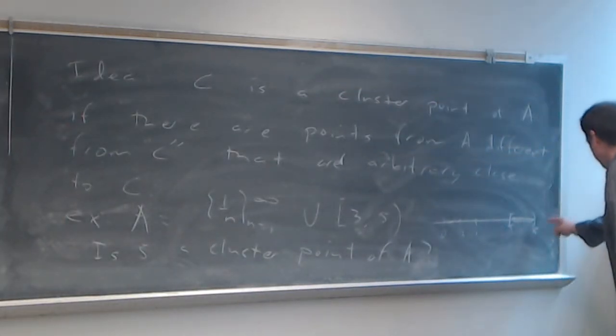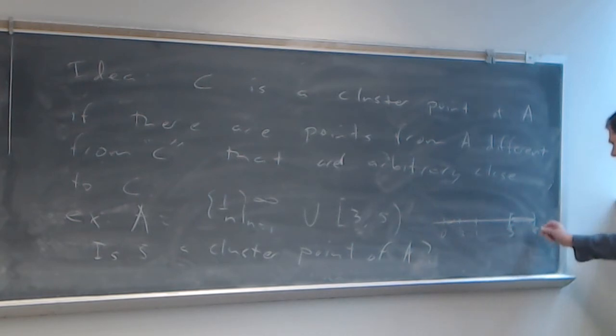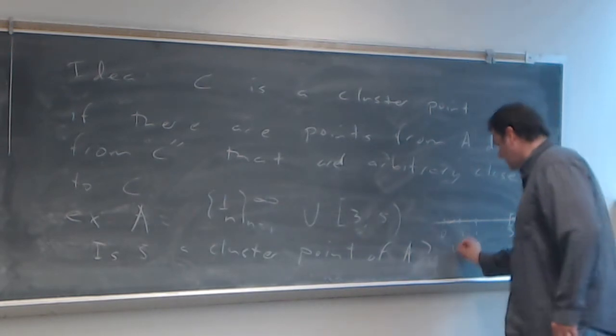So look, if I give you some little region, this was 3, this was 5. If I give you this little region about 5, is there something in A that's not 5 that's in that region? No matter what little region I put around 5, is it going to have things from A in it that are different from 5? Yes. The answer is yes.